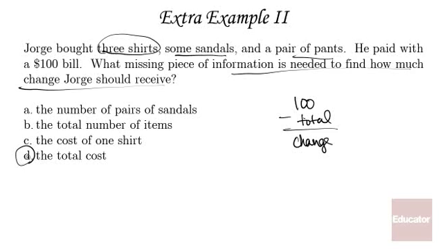You'll also notice on multiple choice questions that they will tell you to choose the best answer. That means that other answers may sometimes be possible, but you want to choose the best answer. So although all of these pieces of information were missing, this one was the best answer because with that answer, we could find the exact change.